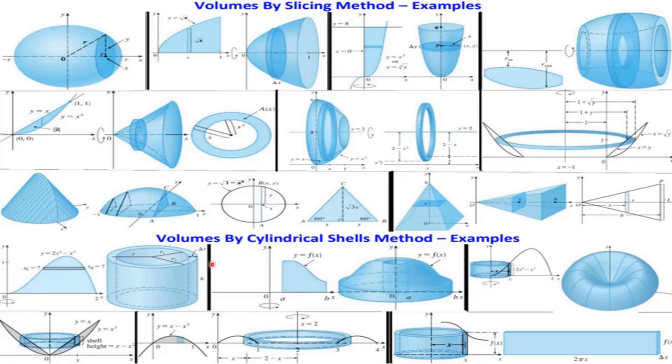Then I have here volume by cylindrical shell. You revolve this figure, and you will cut basically a cylindrical shell out of the figure, and you add those, you integrate those, and you will end up solving the integration basically.